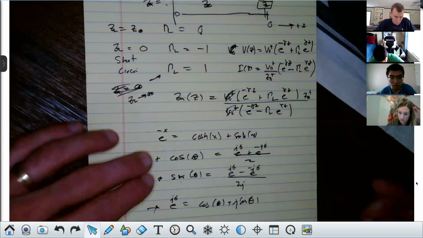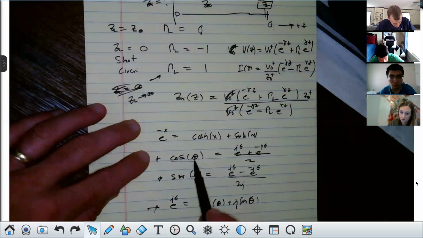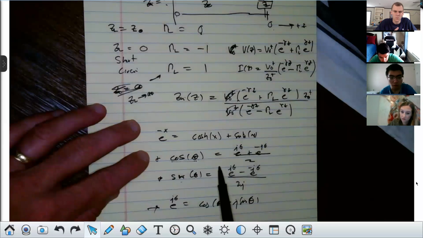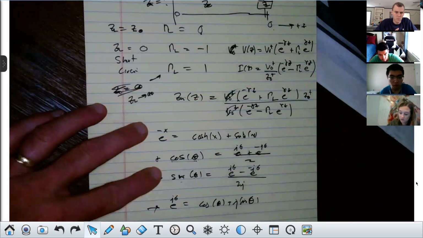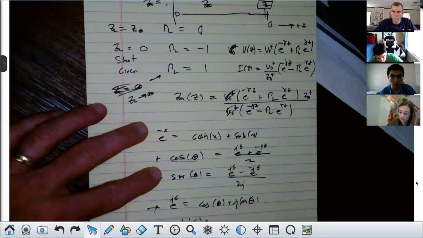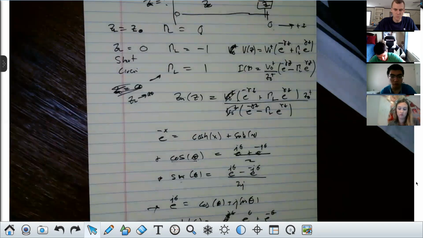But having said that, I'll just say one last thing. If this is the cosine for an imaginary argument, then the cosh, C-O-S-H, of theta would be equal to e to the theta plus e to the minus theta over 2. In other words, you remove the j. That's called a hyperbolic cosine, or cosh.